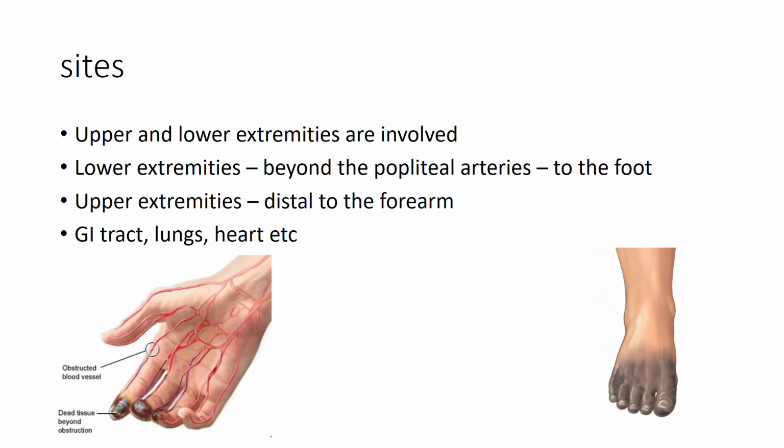So if you see the sites, it affects both the upper extremities and the lower extremities equally. In the upper extremities, it is usually seen distal to the forearm, that is in the areas of the wrist, as you can see in this picture. Usually the parts after the wrist, especially the fingers or the distal parts, are involved here. And in the lower extremities, it is usually distal to the popliteal arteries. Usually the tibial artery is involved here. In some cases, it's also reported that the vessels of the GI tract, the lungs, and heart are involved, but this is rare.